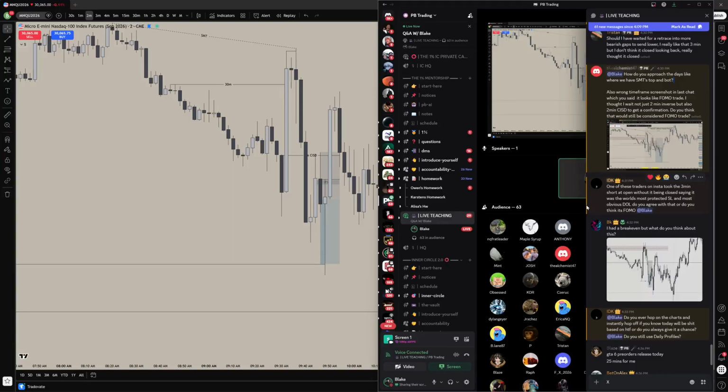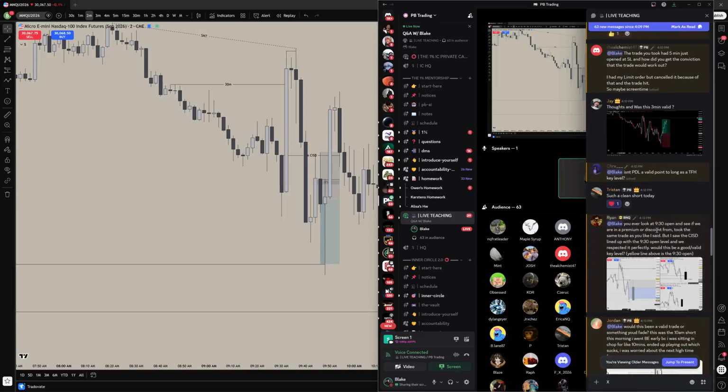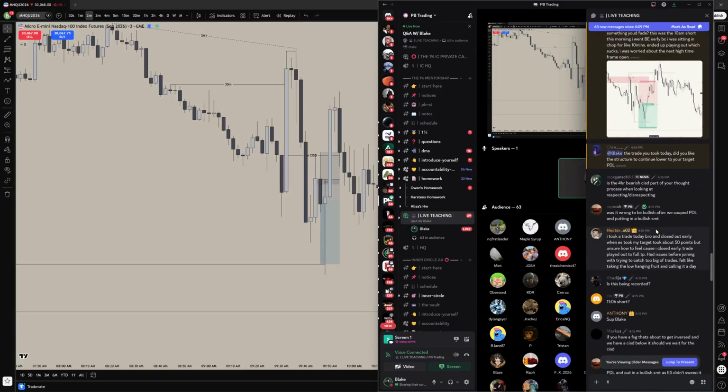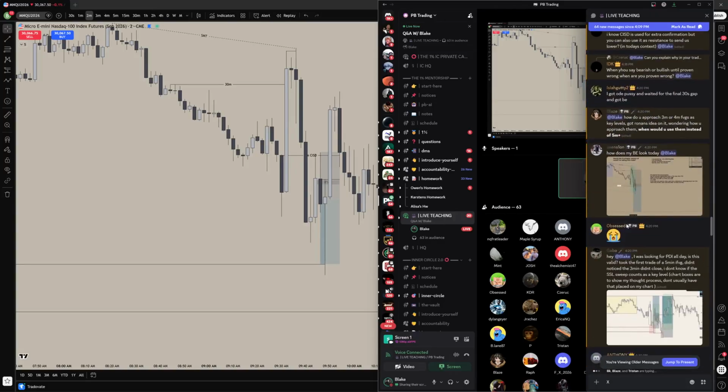One of these traders on Insta took the 3 minute shorts and open without it closed, saying it was the world's most protected stop loss and most obvious strong liquidity. Do you agree with that, or do you think it's FOMO? I don't know. I don't really care what other people do on social media. You guys shouldn't be caring about what other people are doing on social media, especially because probably that person is unprofitable.